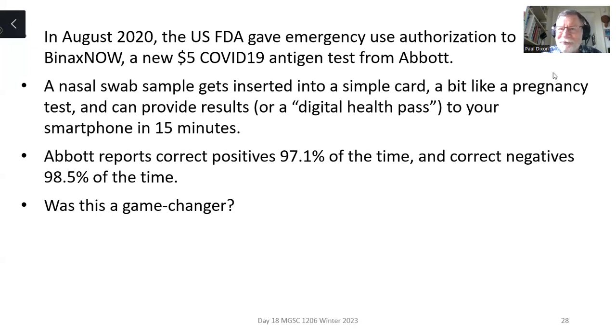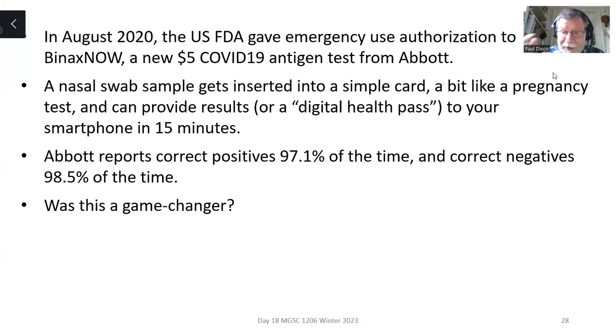When I was first talking about them, we hadn't seen these things, and the initial reports were that it was really, really good. They said, and this was their word, correct positives 97% of the time, correct negatives 98.5%. What they meant was if you had COVID, it gave a positive test result 97% of the time, and if you didn't have COVID, it gave a negative test result 98.5% of the time. So almost all the time it was making the correct diagnosis.